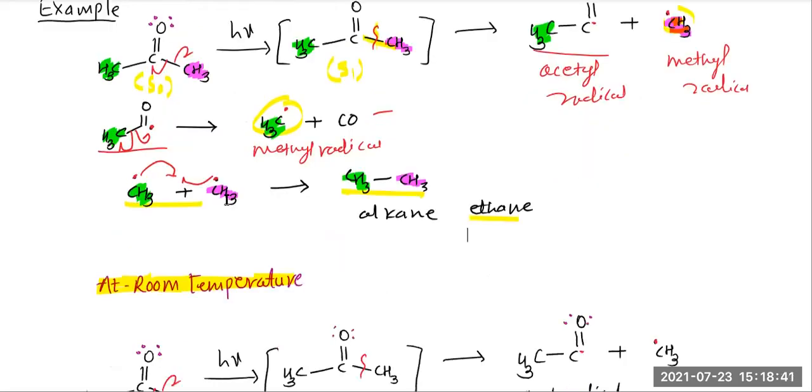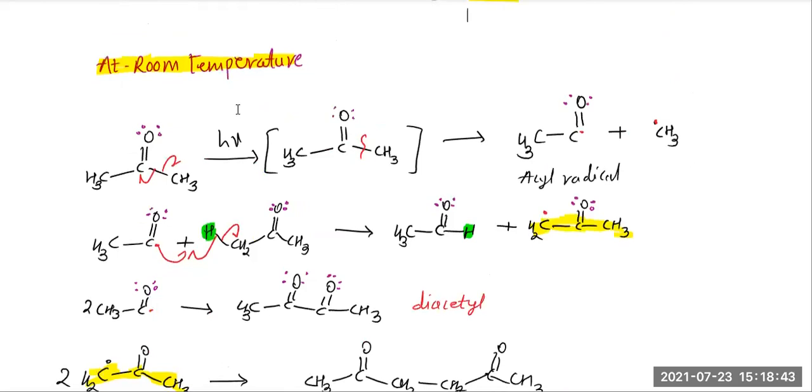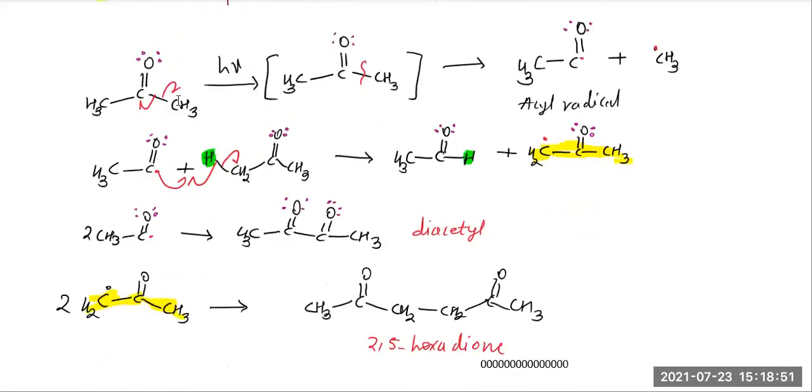So now let us consider the same example at high temperature. What is going to happen at room temperature versus low temperature? So this is the acetone molecule. This molecule is irradiated with UV light. It goes from the ground state to the excited state, the first excitation, where the cleavage of this alpha bond occurs. So this alpha bond will be cleaved and there is radical formation. This is an acetyl radical and this is a methyl radical, right?